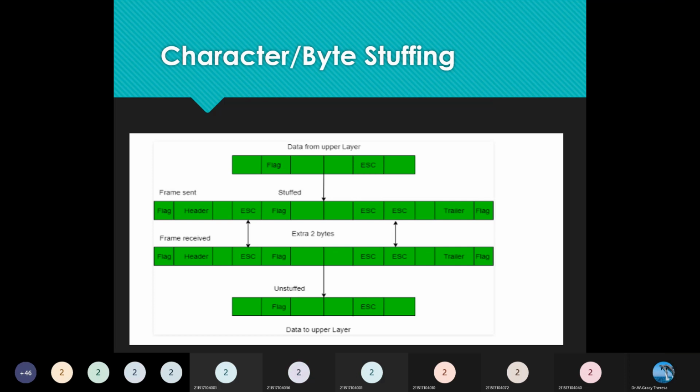Normally in this particular sequence we found that such characters are being stuffed, and it is being sent to the receiver. Okay, so this is something about the character byte stuffing. This character byte stuffing uses only one byte for stuffing of the data. Okay, it uses only one byte.